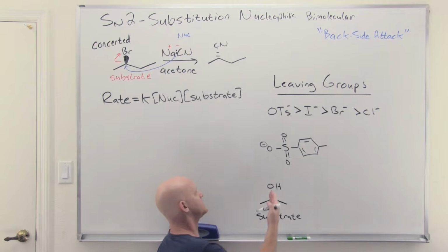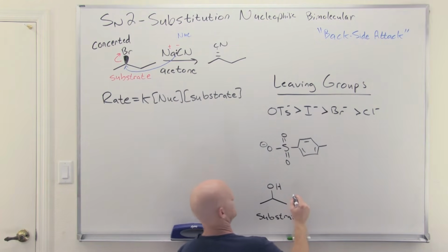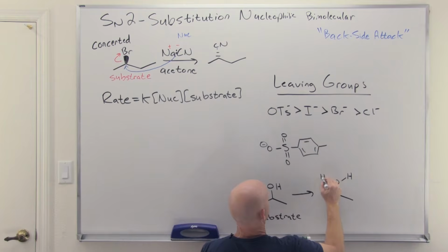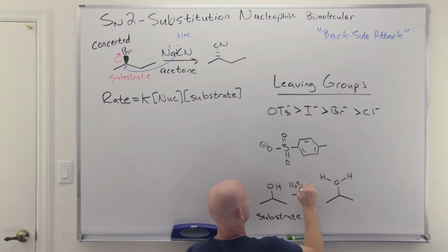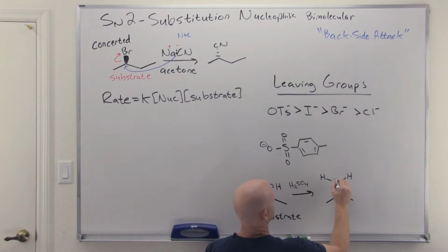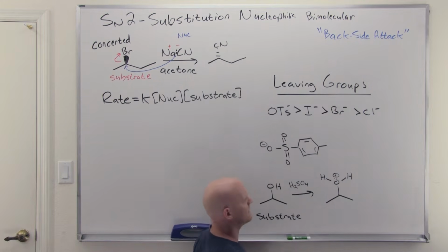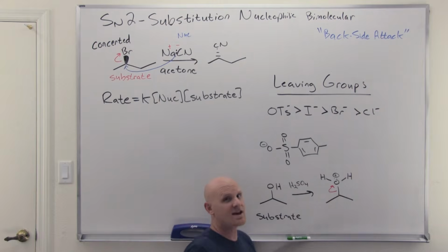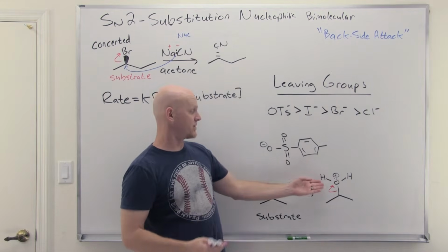And so it turns out if you start with an alcohol instead of an alkyl halide, one of the ways you can convert this into a good leaving group is by protonating it. If you use something like some sulfuric acid, some strong acid, you can protonate that alcohol. And so now, instead of trying to have this leave as hydroxide, which is, again, not a good leaving group, now it's going to leave as water, which is a weak base, and therefore a good leaving group.